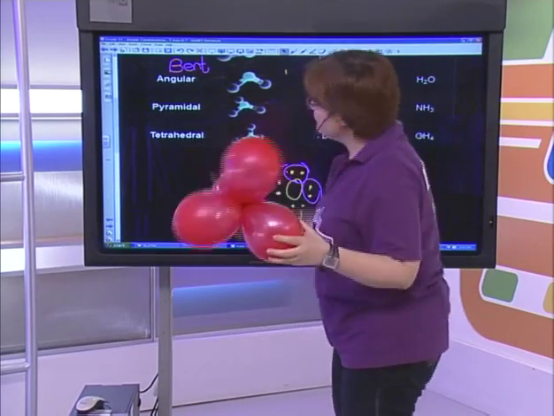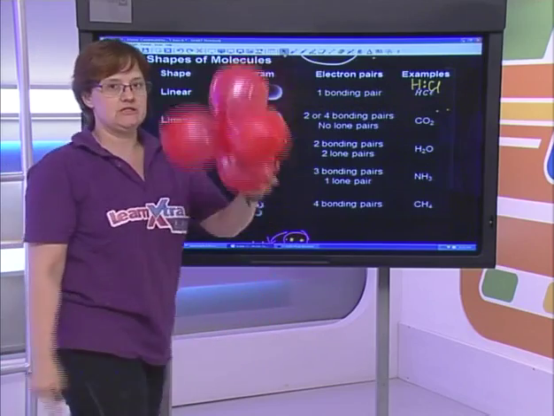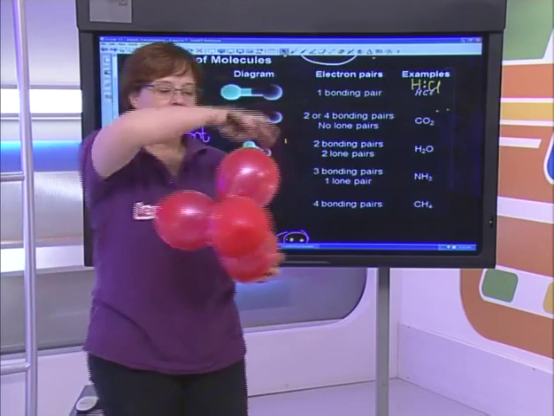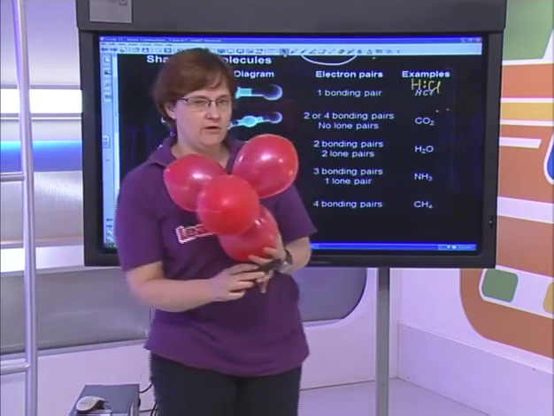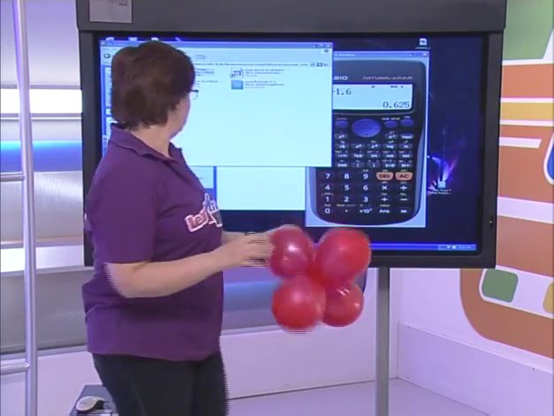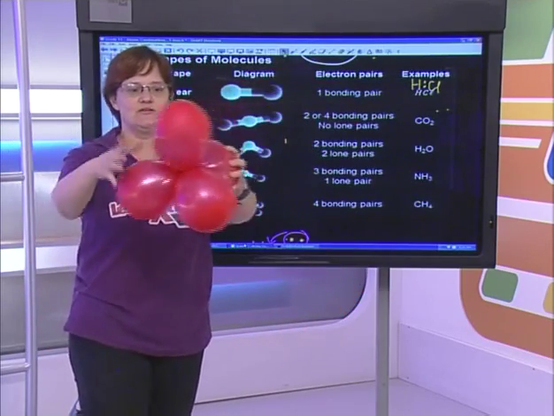Please note, with all of these, I have not once mentioned polar or non-polar, though that is important. The shape of these molecules is going to determine whether the molecule is polar. This molecule, tetrahedral, and I'm just going to give you a way to think about it. The bond between carbon and hydrogen, most definitely polar.